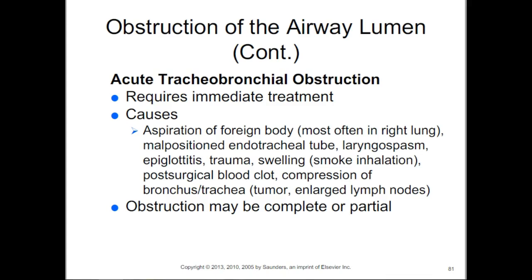And then another obstruction of the airway is acute tracheobronchial obstruction, right? This is when there is some sort of aspiration of a foreign body, most commonly in the right lung. And I don't know if you remember why, but your right primary bronchus is facing more downward and is wider than the left primary bronchus, which is at more of a 90-degree angle and is smaller. So you'll see most aspiration, everything gets lodged at the right primary bronchus, right? And obviously this requires immediate treatment.